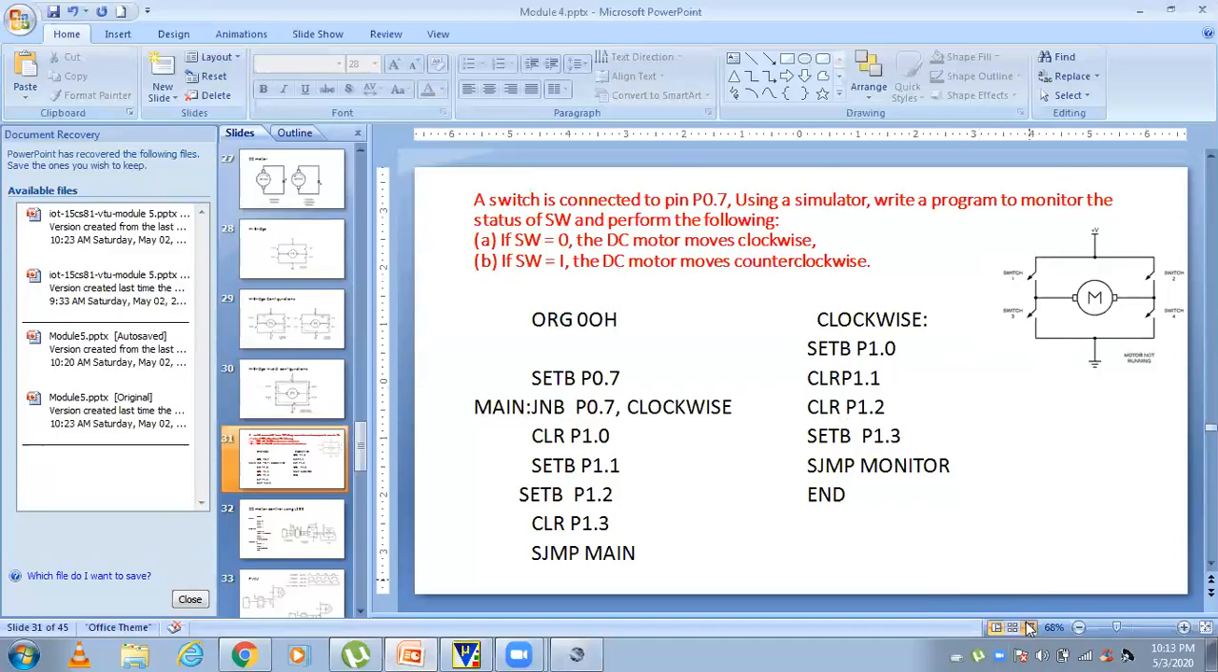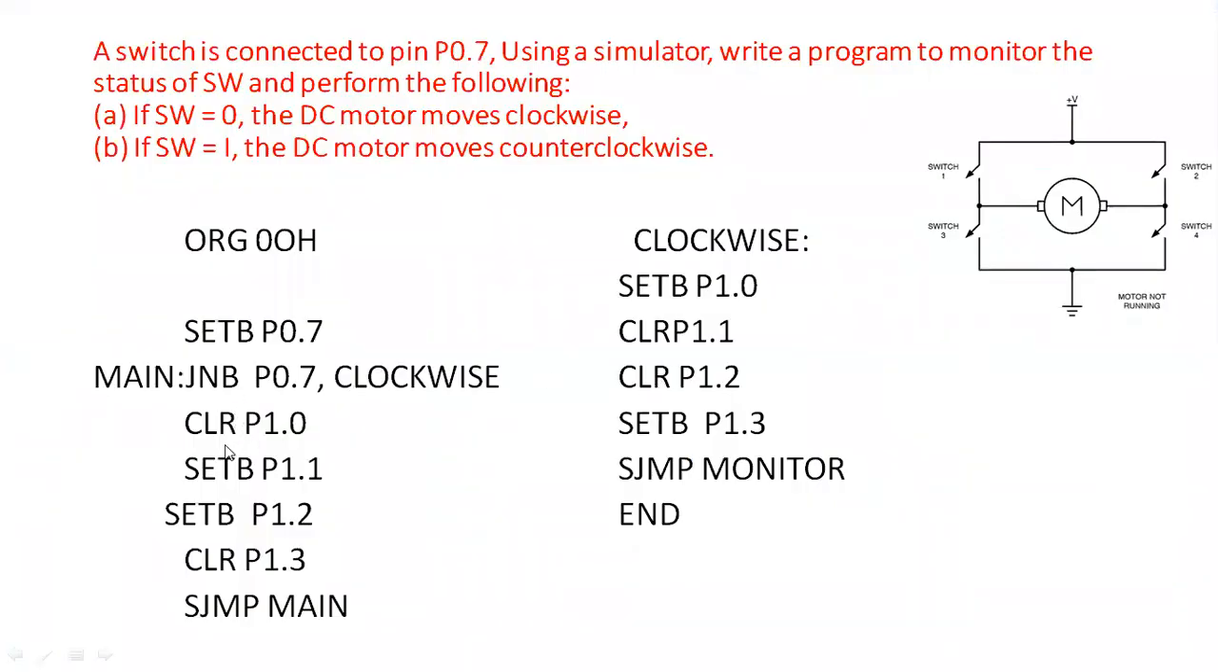The program will be like this. The first one is the anti-clockwise direction. For anti-clockwise direction, switch 2 and 3 will be connected. That means set bit P1.1 and set bit P1.2. That means switch 2 and switch 3 are high, and switch 1 and switch 4 are low. That's why clear P1.0, clear P1.3.